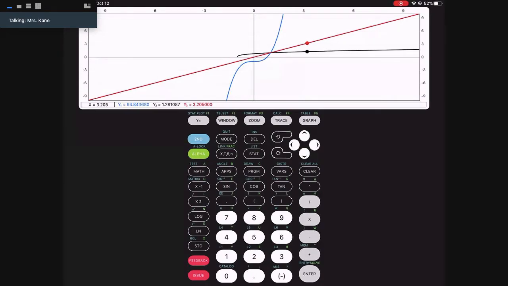But you can kind of get a better idea, at least if you look at your graph, of that reflection over that y equals x line. It looks like more of a reflection with these two functions, the cube root and the cubic functions. Does anyone have questions?